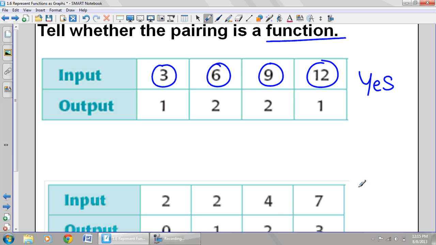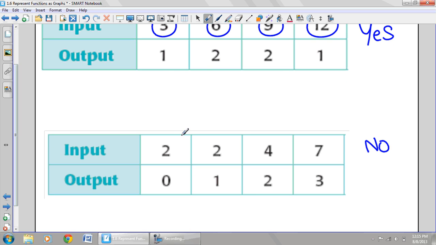Now look at this one. This one is a no. The reason why it is a no is because when I substitute a 2, I'm getting a 0. And then another time when I'm putting in a 2, I'm getting a 1, which is not possible. If the first time I get a 0, the second time it should also have been a 0. So the answer is no, it is not a function.